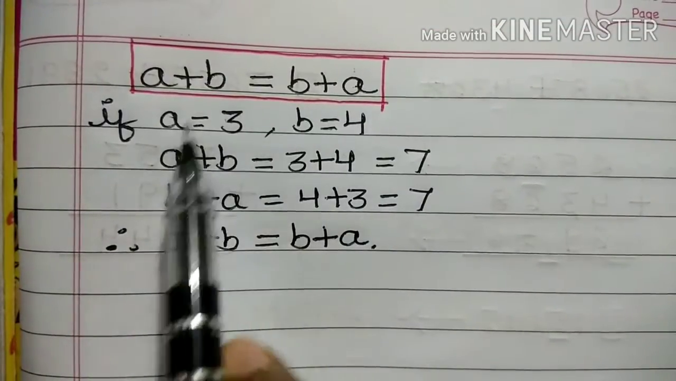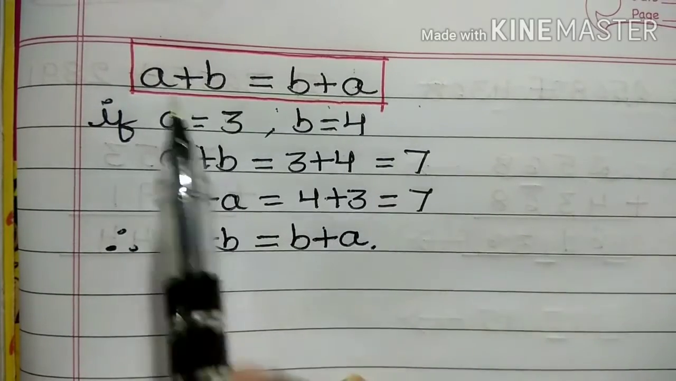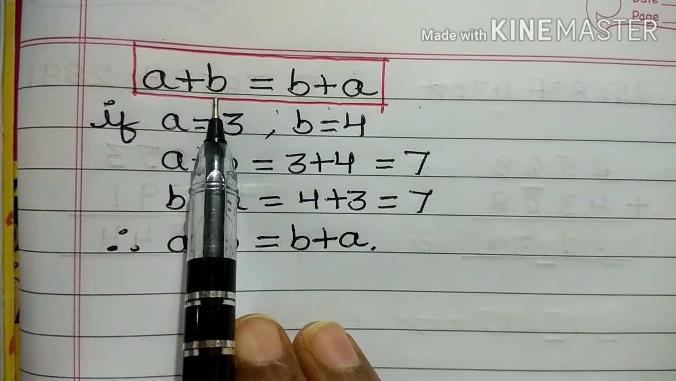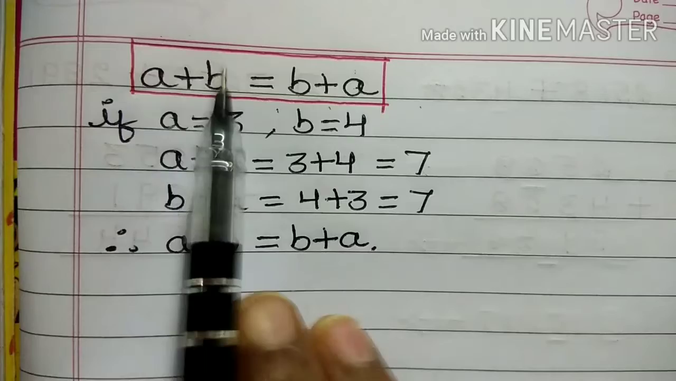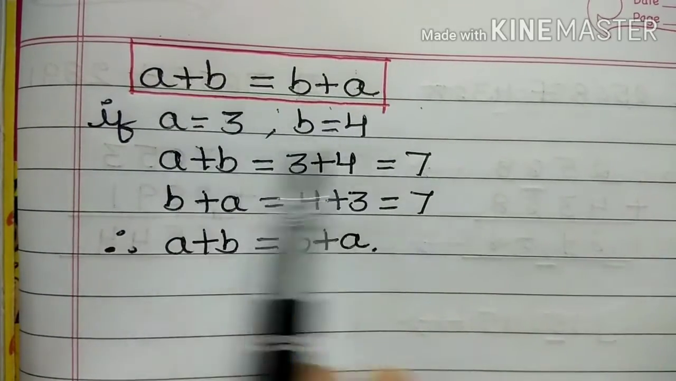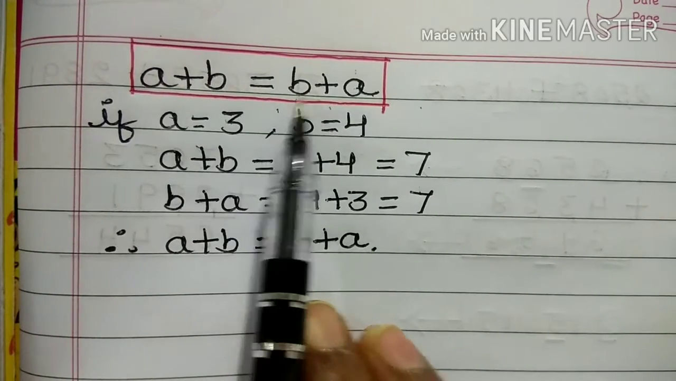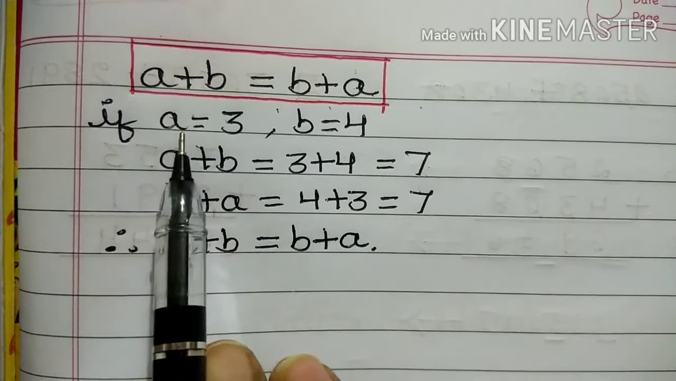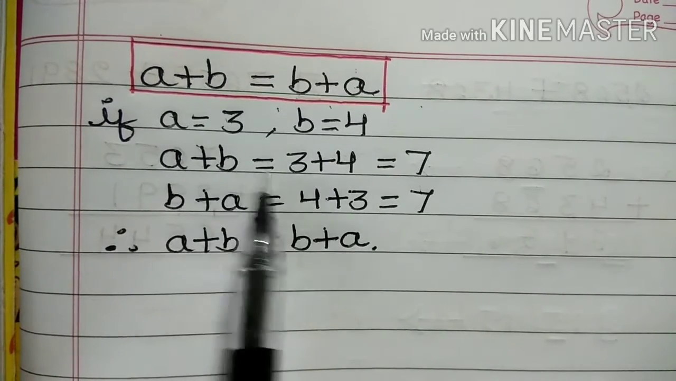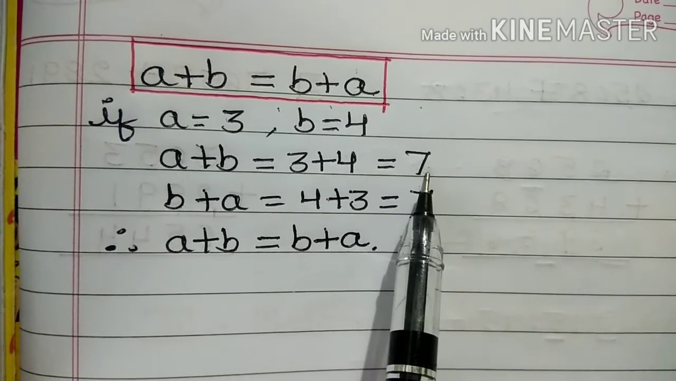Next, A plus B equals B plus A. So when we add any two whole numbers, or interchange the whole numbers, the sum should be the same. So A plus B equals B plus A. Consider A equals 3 and B equals 4. A plus B equals 3 plus 4. So 3 plus 4 equals 7.